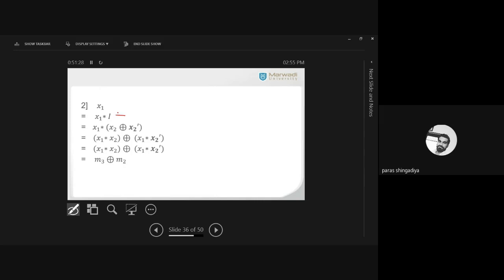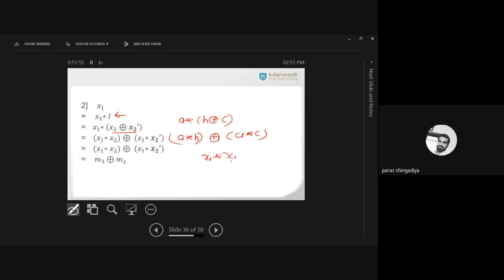So first step is fix x1 star I. Next step, in place of I put x2 ring sum x2 dash. Okay, and then after apply the distributive formula A star B ring sum C. So it will be A star B ring sum A star C. Okay, so it is x1 star x2 ring sum x1 star x2 dash, and that is in proper form. There is no need to rearrange. Okay, now we can check the direct answer.